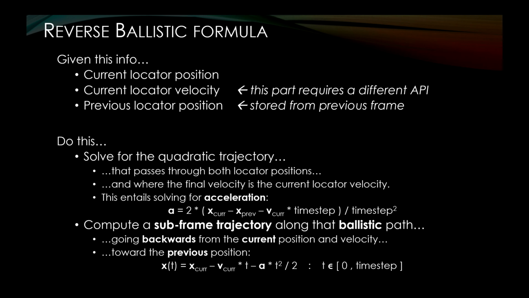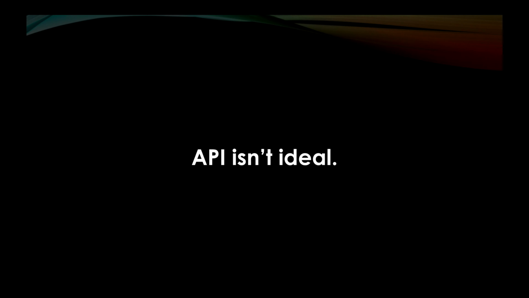And this is the formula that you get for that, which is x of t is the position of the particle at a given time, and that time t takes values going from 0 to the time step duration. And notice that the velocity and acceleration terms here are negative, which is the part where time is going backwards. So the API for that one isn't ideal because it requires an additional parameter. I think it's an interesting technique, but ultimately not the one that I went with.